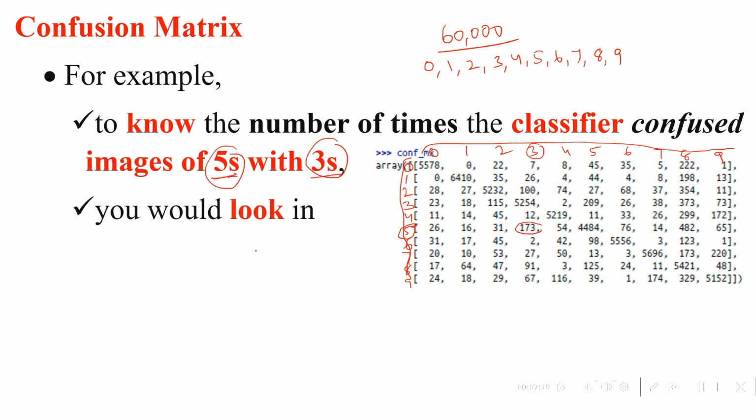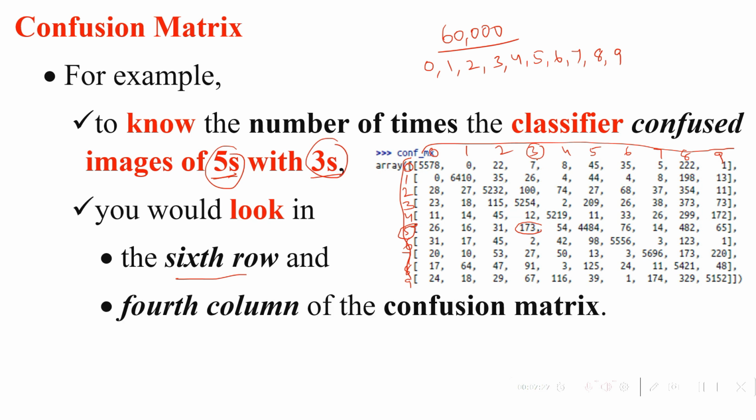For that we look at the sixth row, that means 1, 2, 3, 4, 5, sixth row, and the fourth column of the confusion matrix. That means here 173 times the actual class label 5 is wrongly classified as class label 3. These are the actual class labels, and these are the predicted class labels. Based on this matrix we find out how many times actual class labels are wrongly classified.